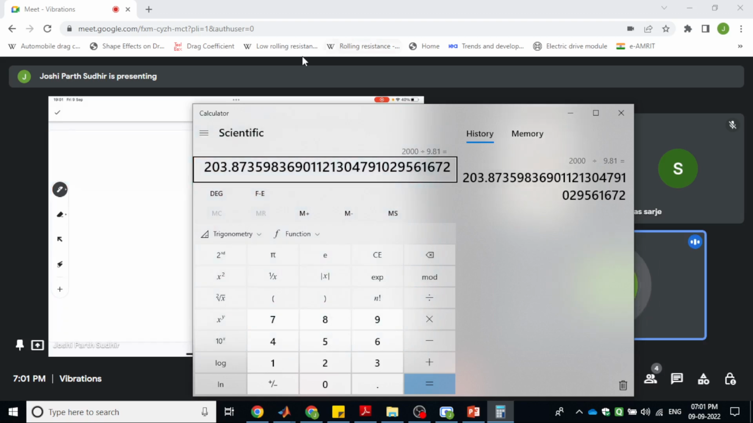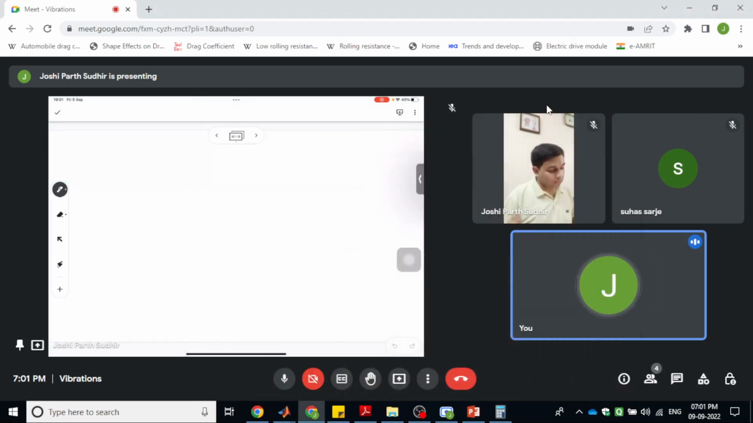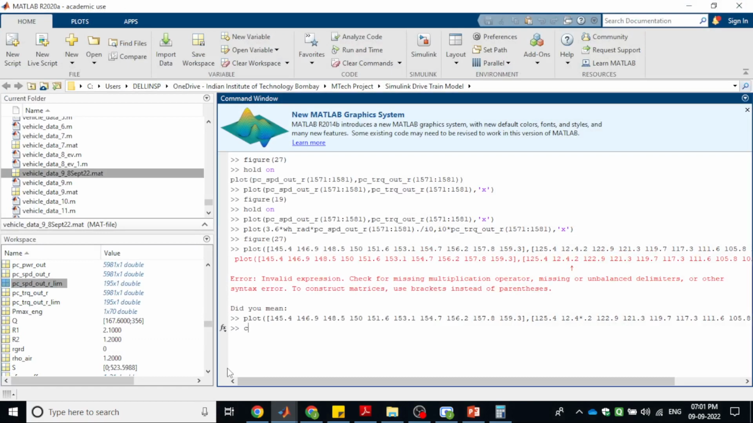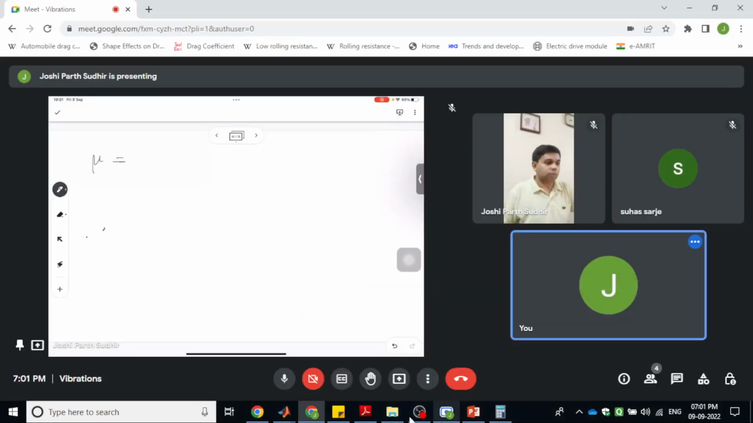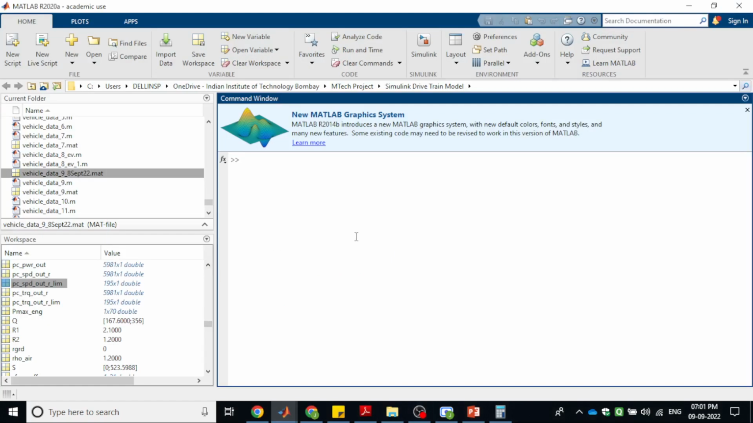So by solving all this we can get the value of mu, which is equal to 300 divided by 203.87 into 4000 into 5 by 60.